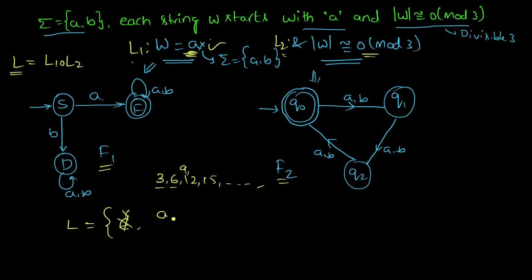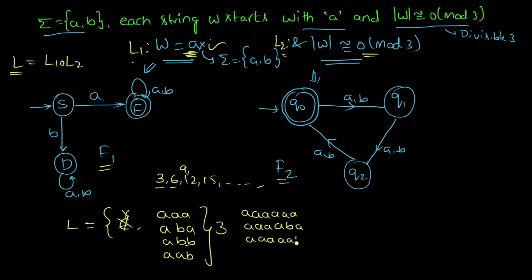So the strings are aaa, aab, aba, abb, and so on. These are all the strings we have of length 3. And similarly, we can have strings of length 6 also, and so on. These are all the strings which we have in our language. You can clearly see that each string starts with a.